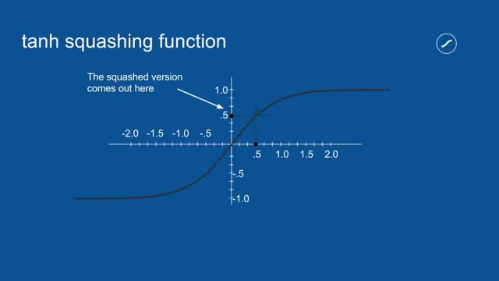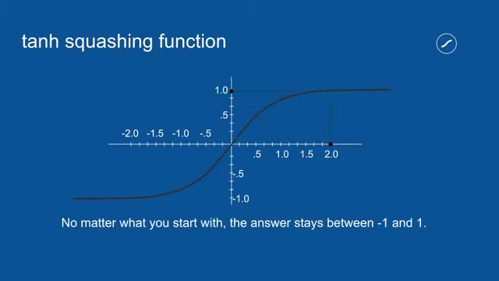For small numbers, the squashed version is pretty close to the original version, but as your number gets larger, the number that comes out is closer and closer to 1. And similarly, if you put in a big negative number, then what you'll get out will be very close to -1. No matter what you put in, what comes out is between -1 and 1.